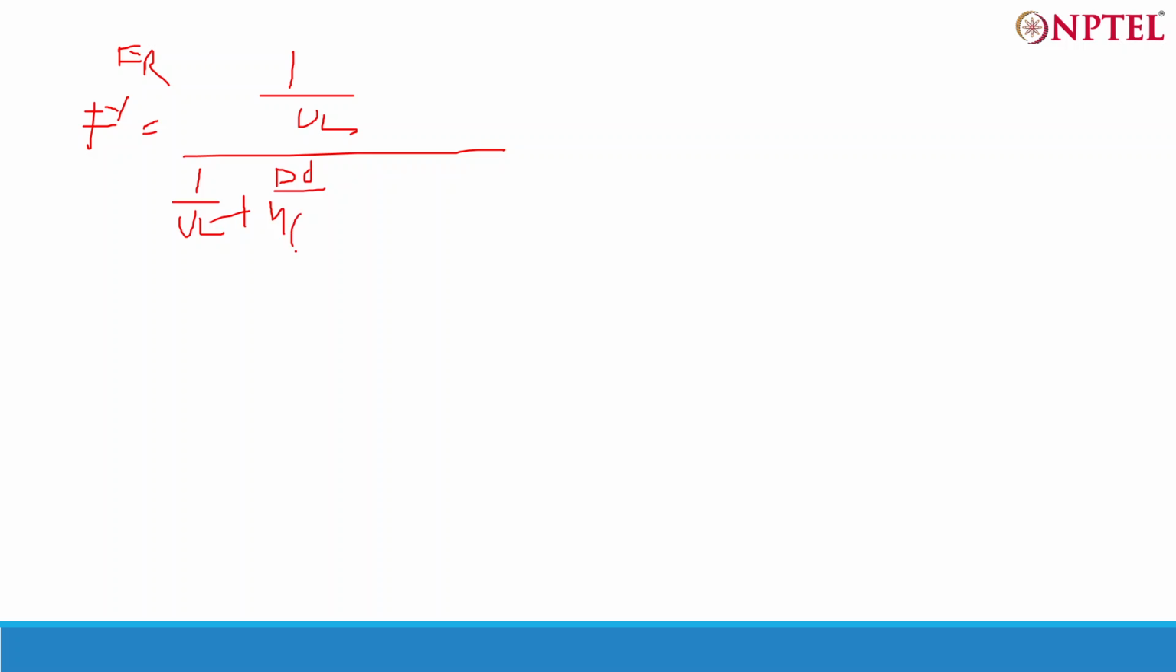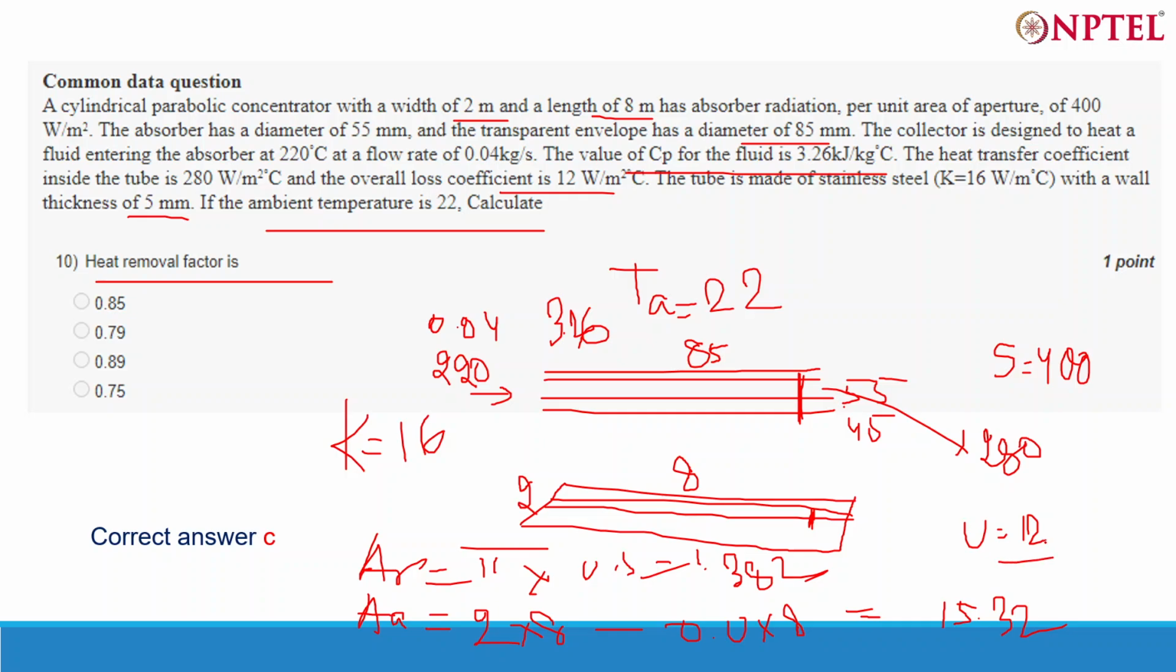Now we need to know the collection efficiency factor, and the question asks for the heat removal factor. So the heat removal factor is basically F_R, but to calculate F_R you need to know the collector efficiency factor F dash. The F dash formula is 1 upon U_L, all of these are taken from slides only, divided by 1 upon U_L plus D naught upon h_f.